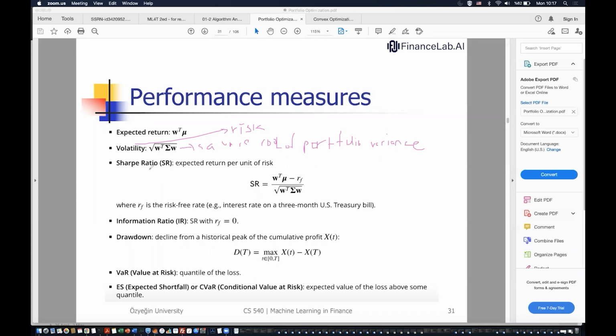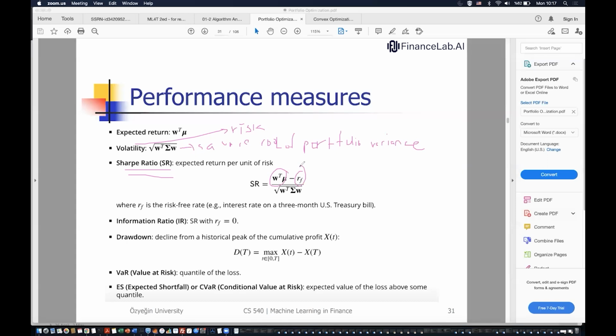And another term that we use, a performance measure, is the Sharpe ratio. The Sharpe ratio is used a lot. It's basically the expected return per unit of risk. In the numerator, we have the expected return minus the risk-free rate. In many cases, the risk-free rate is like a benchmark. So what's our return with respect to the benchmark? And in many cases, the risk-free return is the interest rate on the 3-month US Treasury bill.